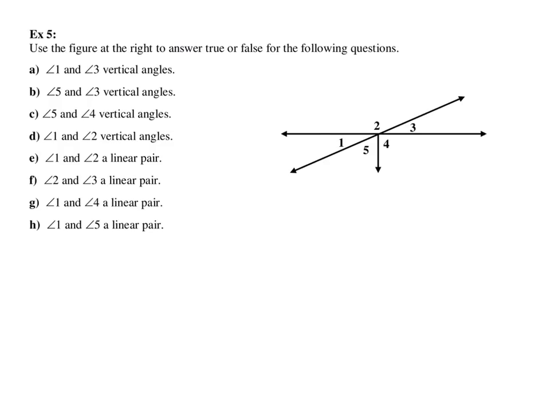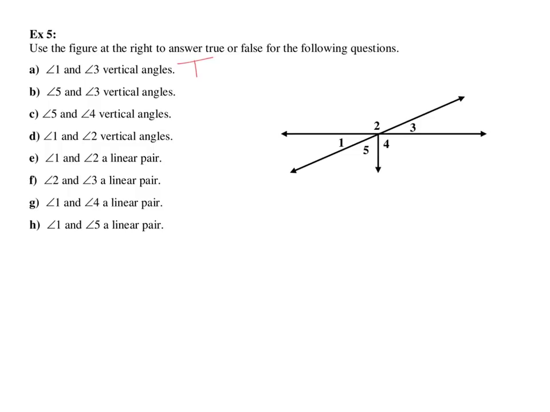Use the figure at the right to answer true or false for the following questions. 1 and 3 are vertical angles. 1 and 3. These are vertical angles, formed by two lines that intersect. They're equal in measure. That's true. All right, how about the next one?